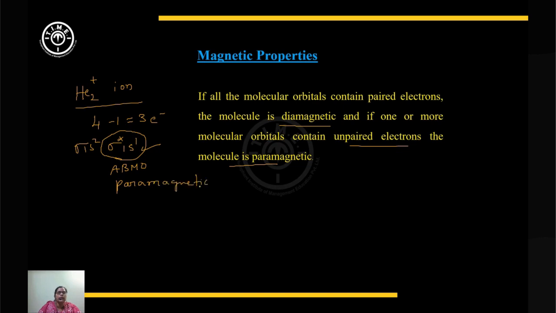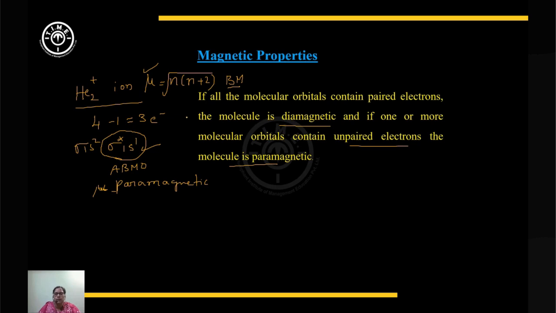And the magnetic property is measured by taking the formula, mu is equal to the square root of n into n plus 2, into Bohr magneton, the unit of magnetic moment. So this is the magnetic moment, where n is the number of unpaired electrons.